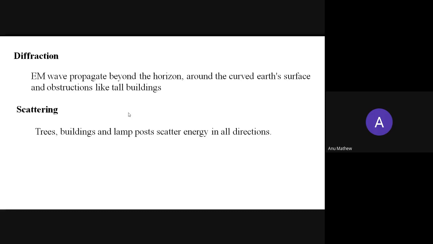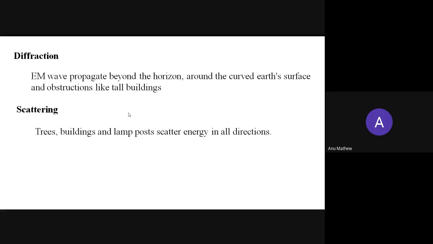The actual received power in an antenna is somewhat stronger than the propagation models of reflection and diffraction predict, in the case of scattering. The cause of the scattering is trees, buildings, and lampposts, which will scatter the energy in all directions.